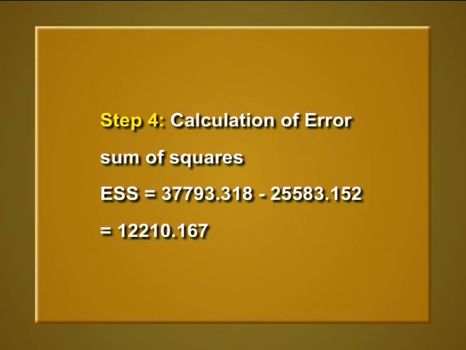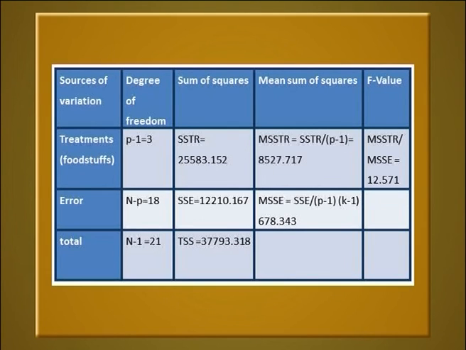Step 4. Calculation of error sum of squares. So, the error sum of squares is given by total sum of squares minus treatment sum of squares. So, after simplification that gives 12,210.167. We will now summarize everything using the ANOVA table.